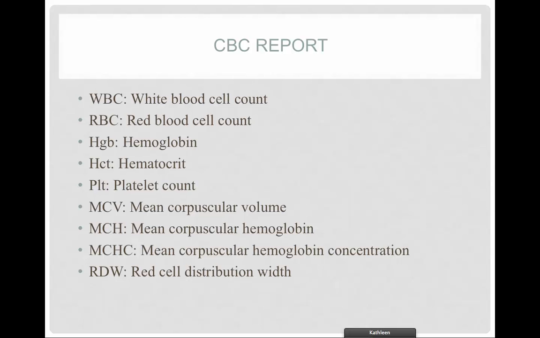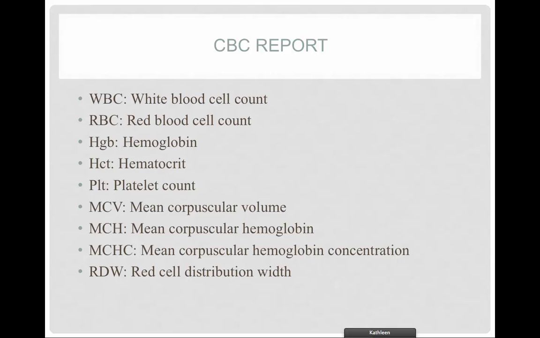Mean corpuscular hemoglobin is a calculation of the average amount of oxygen-carrying hemoglobin inside a red blood cell. Macrocytic red blood cells are large, so they tend to have a higher MCH, while microcytic red blood cells have a lower MCH. Mean corpuscular hemoglobin concentration is a calculation of the average concentration of the hemoglobin inside a red blood cell.